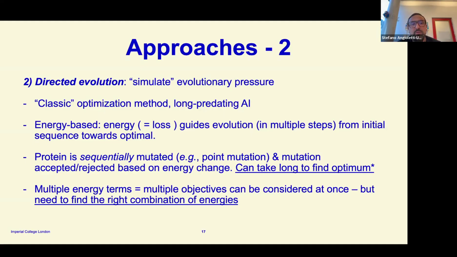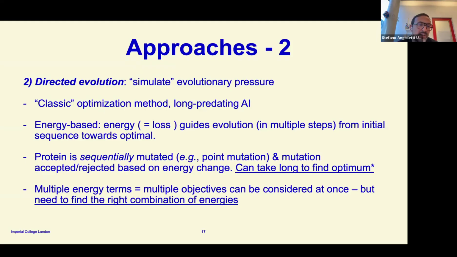So directed evolution as a general method is relatively old. It's a classic method. It long predates AI. It's not something that we were not able to do before AI. We just needed to use a slightly different model. Directed evolution in silico belongs to the class of so-called energy-based models. So you have an energy, or you can call it a loss, or you can call it a fitness function. They are all synonyms. And this energy guides evolution in multiple steps.